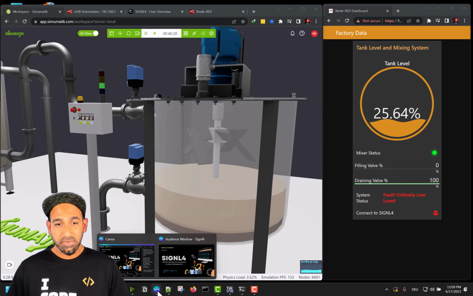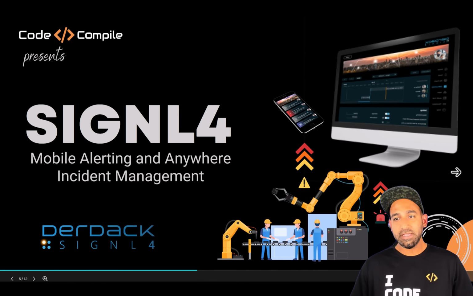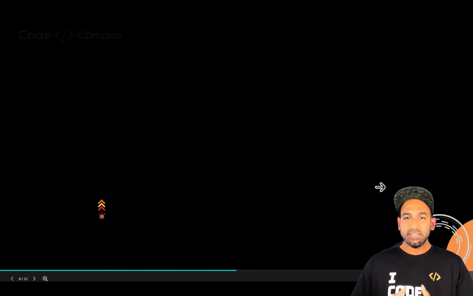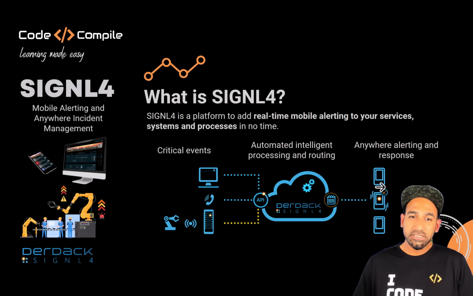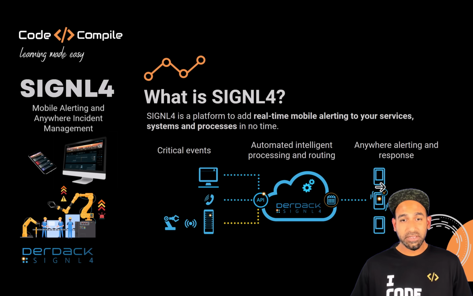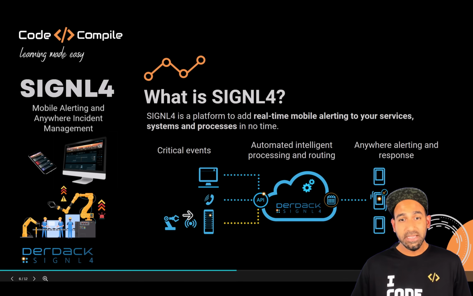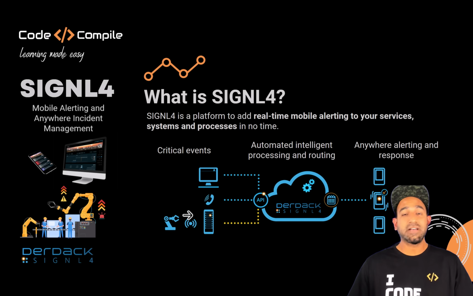So let me go back to my presentation. How can SIGNL4 solve that? SIGNL4 is a platform which you can integrate with your current factory. You can get the alarms directly from the factory. It can be any alarm: a factory alarm, an IT alarm, or a self-customized alarm which you want to generate in your system.